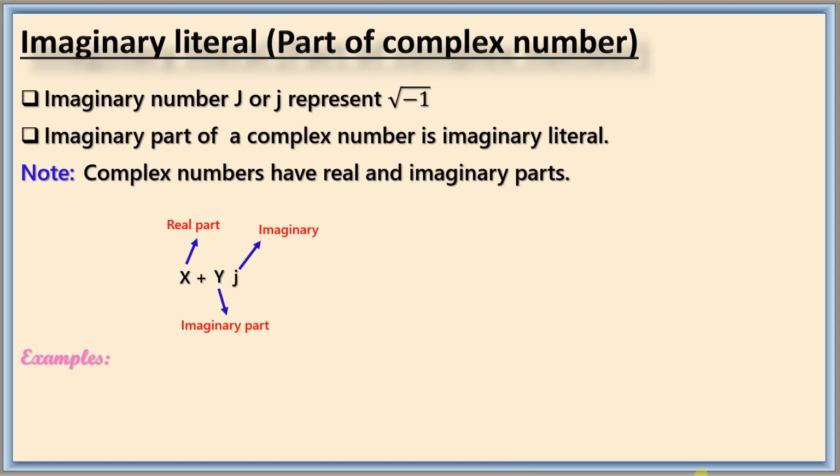Some examples are here. 5j. 5 is the imaginary part and j is the imaginary number. 8 plus 6j. 8 is the real part, 6 is the imaginary part and j is the root of -1.